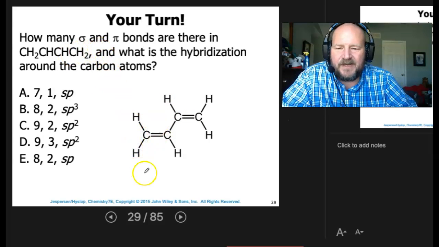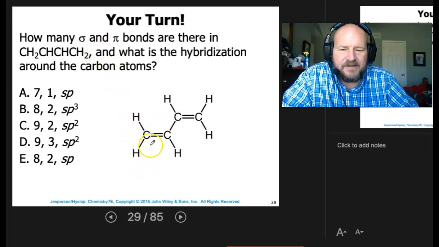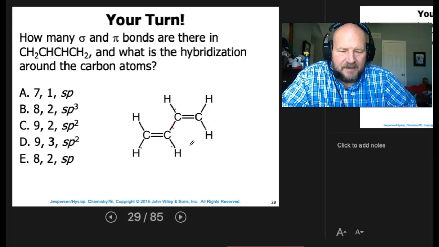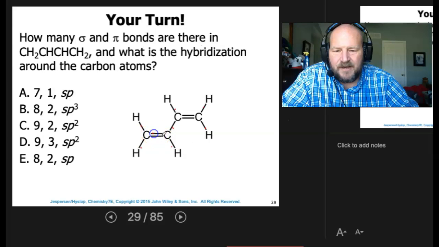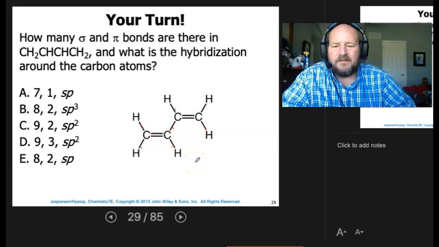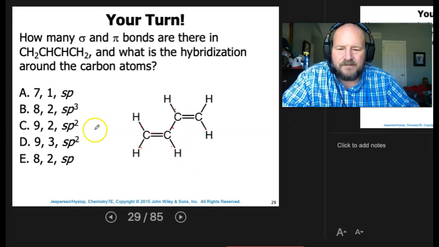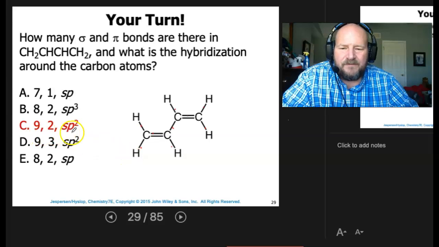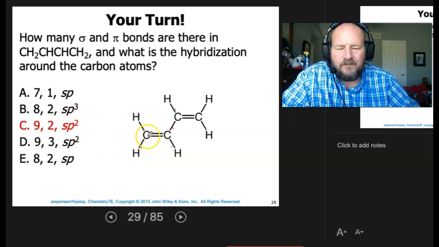So how many sigma bonds? Remember, every single bond is a sigma bond. So we have 1, 2, 3, 4, 5, 6, 7. Before we can make a pi bond, we have to make a single bond. So there's 8 and 9. Now we have two pi bonds. So right now that means we should be C9, 2, sp2. And that is correct.